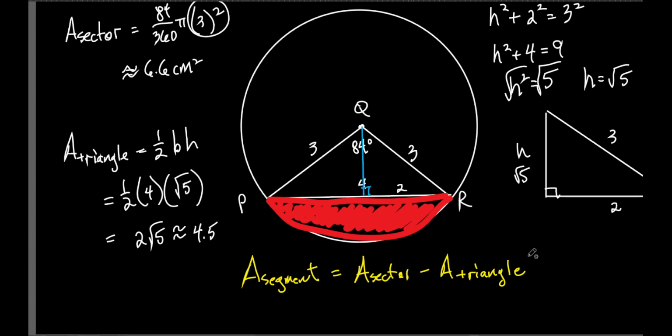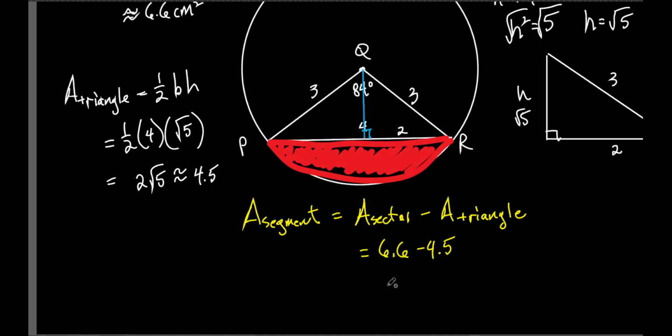Yeah? All right. So now we know the sector. We found that. First thing right off the bat, 6.6 minus the area of the triangle. What's that? 4.5. Let's put the point down here, 4.5. And now you just do the math and you get what? 2.1. Okay? So it's 2.1.